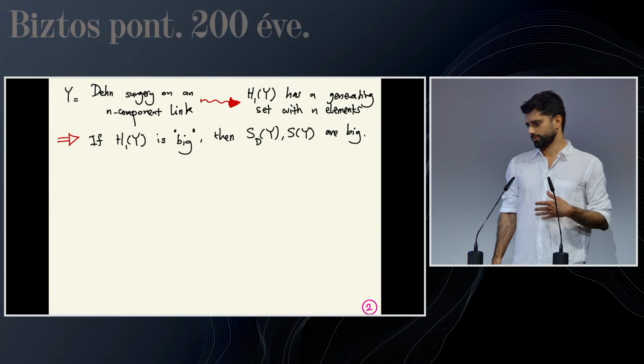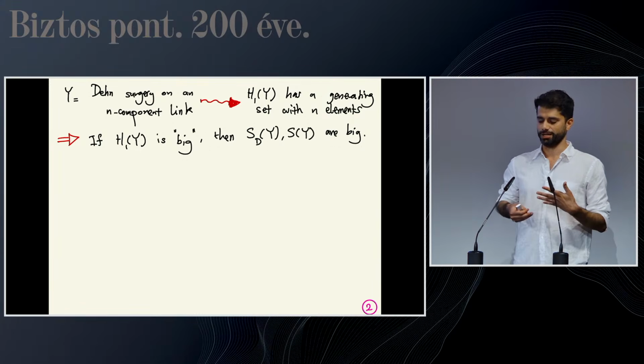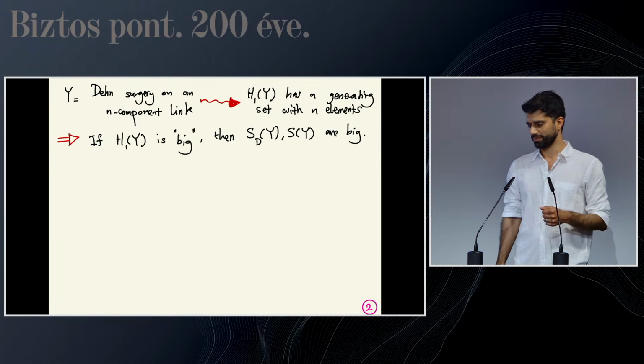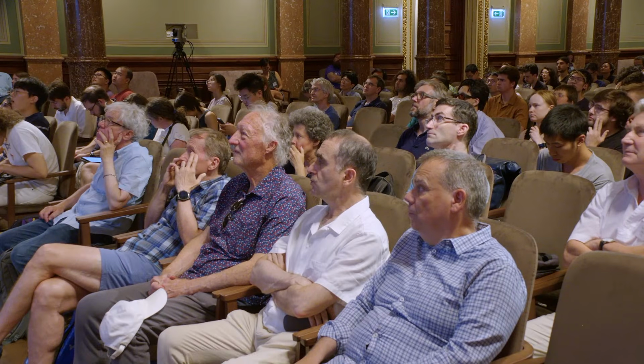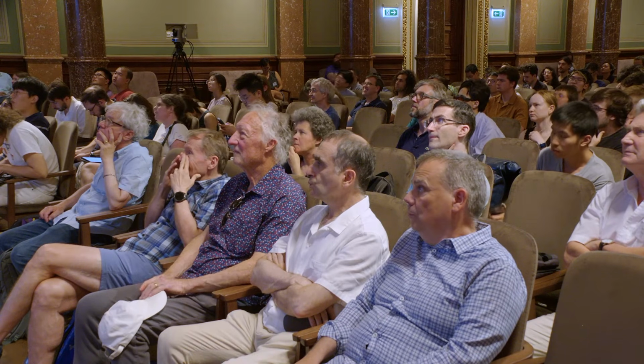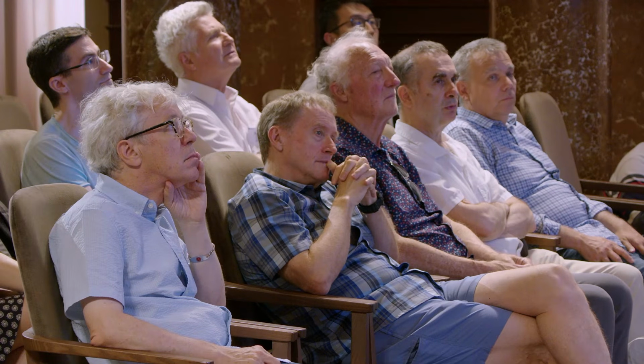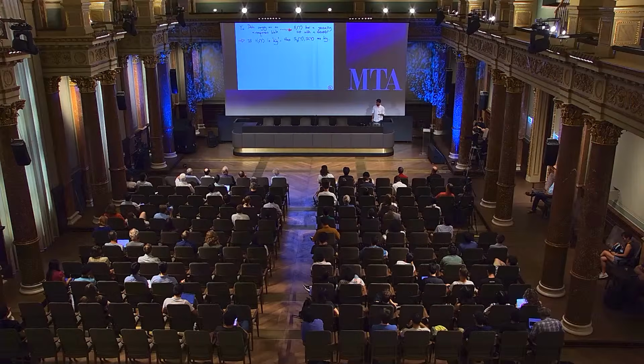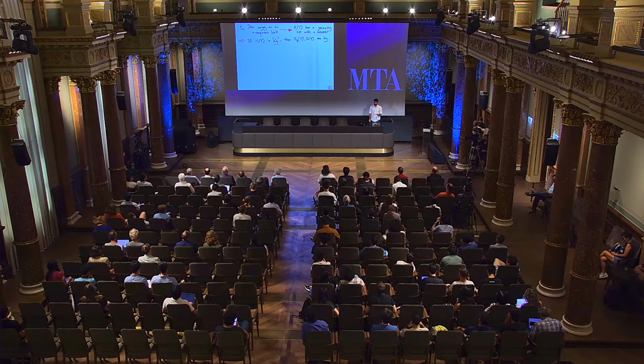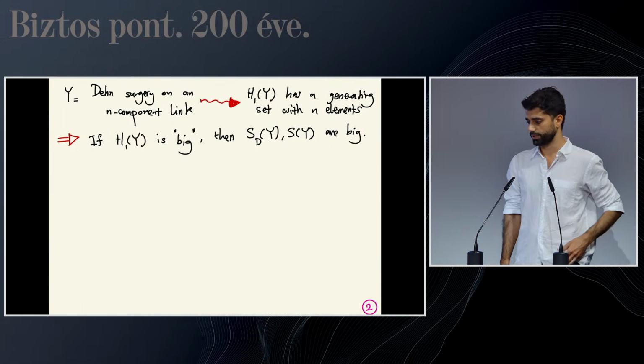So if you want to start studying something about 3-manifolds, perhaps homology would be the first tool that you want to use. Whenever you have a 3-manifold which is Dehn surgery on an n-component link, immediately you know that its first homology has a generating set with n elements coming from the meridians of your link.